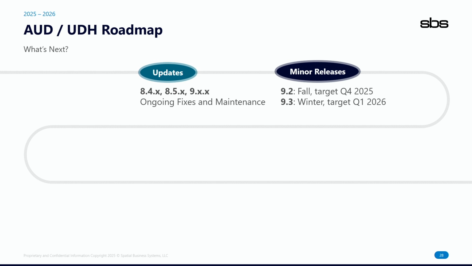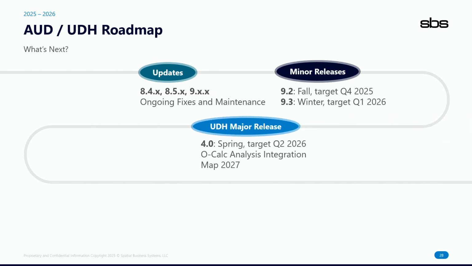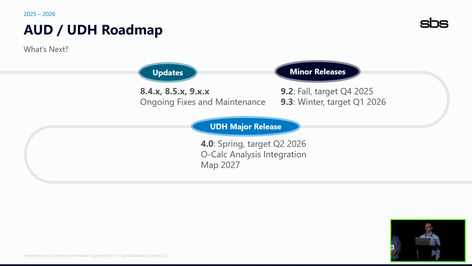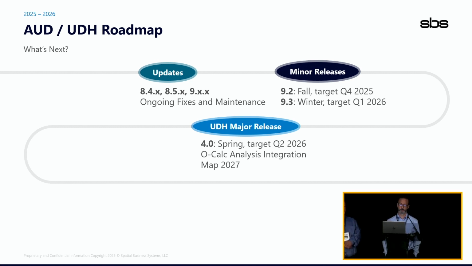We expect 9.2 and 9.3 minor releases. These are generally targeted quarterly, so these would fall in fall Q4 2025 and Q1 of 2026. Those are the tentative target dates when you might expect those releases to come out. In spring of 2026, we would plan to put out the new major releases, which for UDH would be 4.0. We're expecting an OCalc integration to be included there, and of course support for MAP 2027.